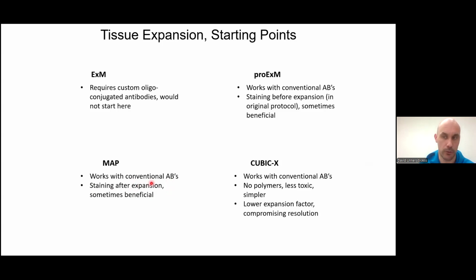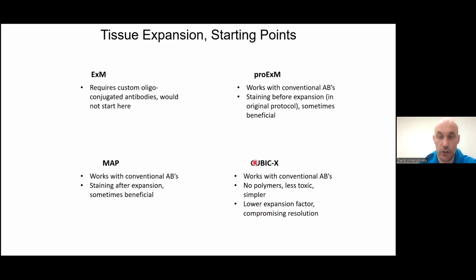But it has been shown in several publications that you can actually increase the staining quality with, for instance, the MAP protocol, where you stain after expansion, because you make the sample swelled and more porous, so it can sort of increase the accessibility of epitopes for antibodies. But for some antibodies, it doesn't work at all because you very strongly denature your sample. So this is always something to consider.